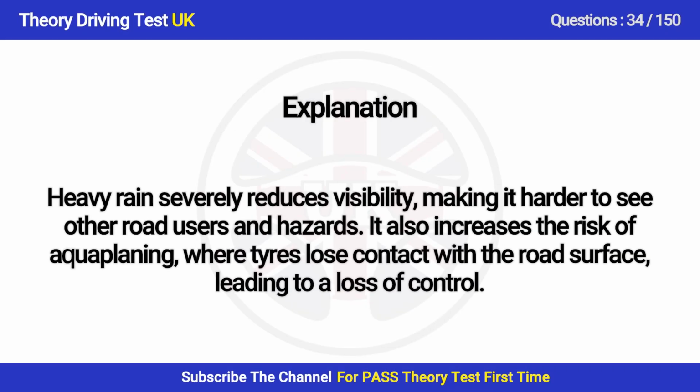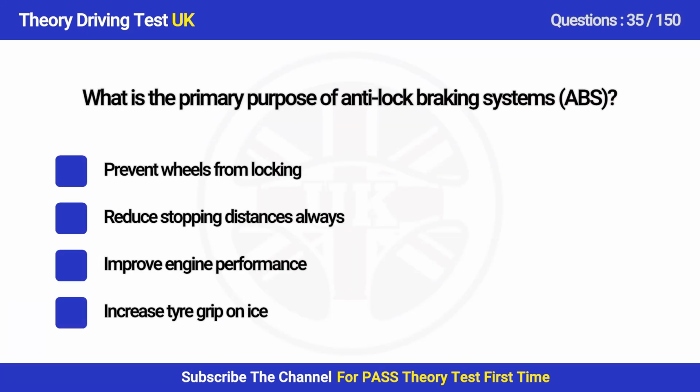Heavy rain severely reduces visibility, making it harder to see other road users and hazards. It also increases the risk of aquaplaning, where tires lose contact with the road surface, leading to a loss of control. Question 35. What is the primary purpose of braking systems ABS?